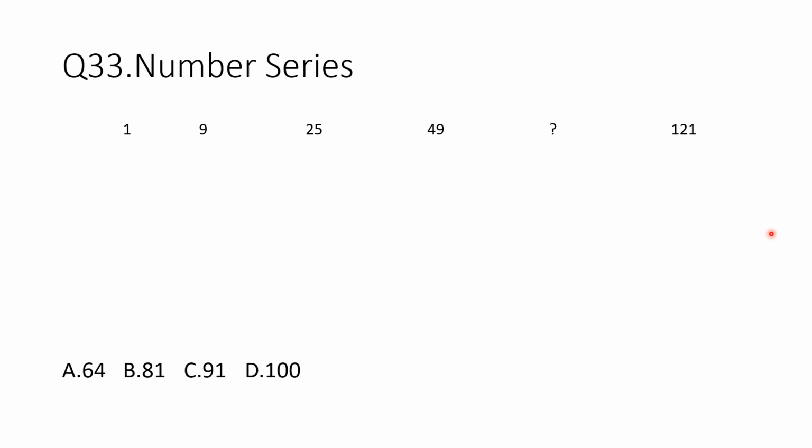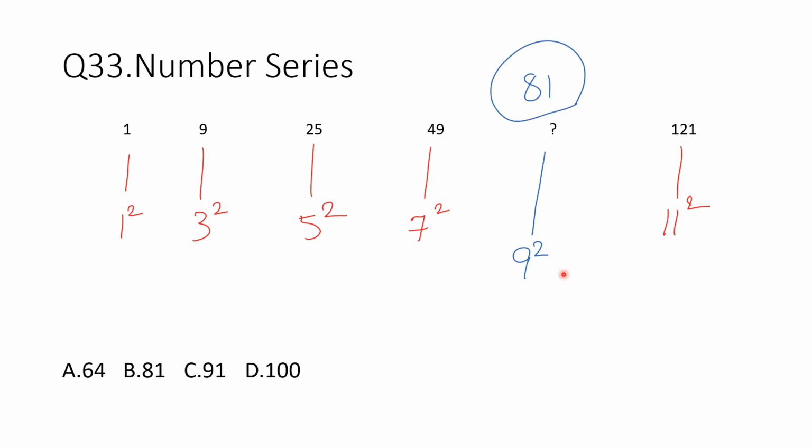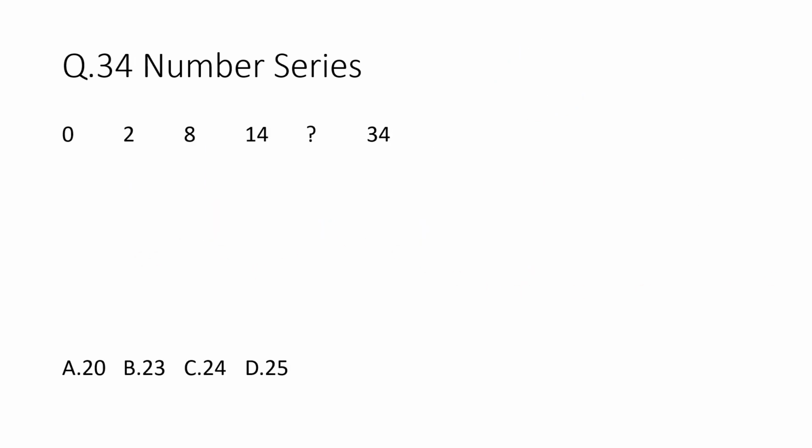So let us try to see. This is 1 square, 9 is 3 square, 5 square is 25, 7 square, and then 11 square, right? So 1, 3, 5, 7. बहुत clear pattern दिखाई दे रहा है यहाँ पे. This should be 9, right? दो alternate numbers का square है. So this should be 9 square, 81. So this is very clear.